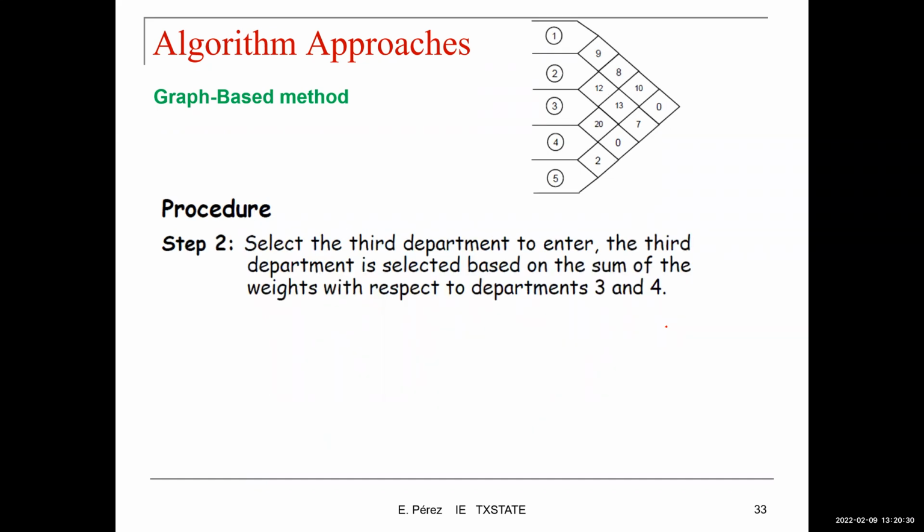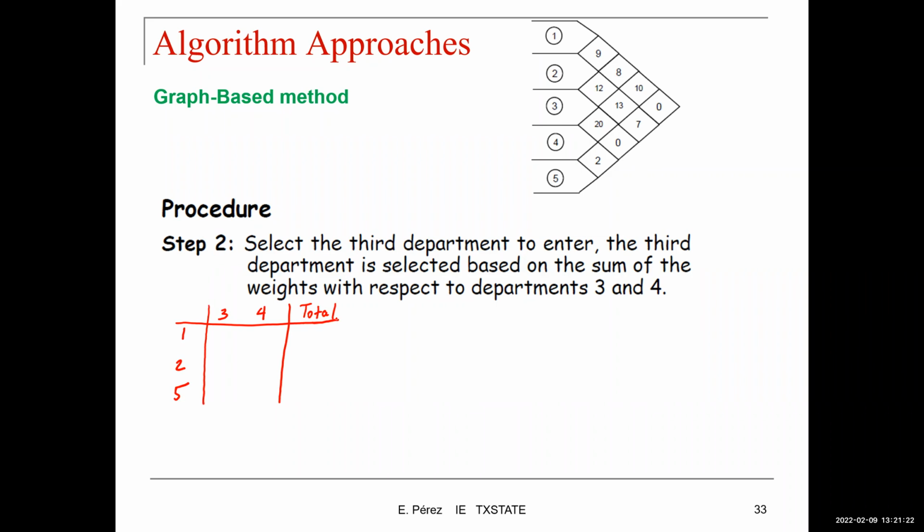Then step 2, you're going to select the third department to enter. The third department is selected based on the sum of the weights with respect to departments 3 and 4, which are the ones that we already selected. So now I'm going to look at the rest of the departments and see, in relation with those that I already selected, which department has the highest score. How do we do that? We have the rest of the departments that haven't been selected, which are 1, 2, and 5, and the departments that are already selected are 3 and 4. And we have the total weight here.